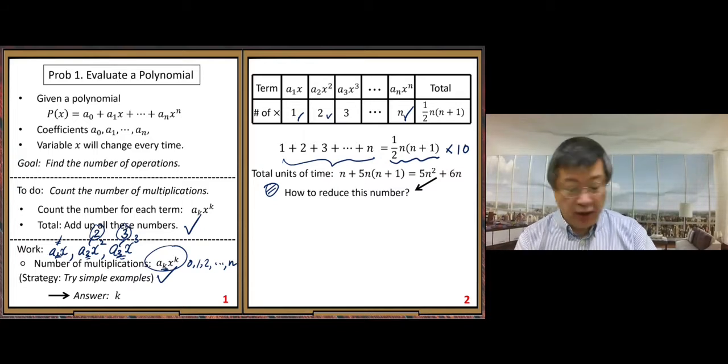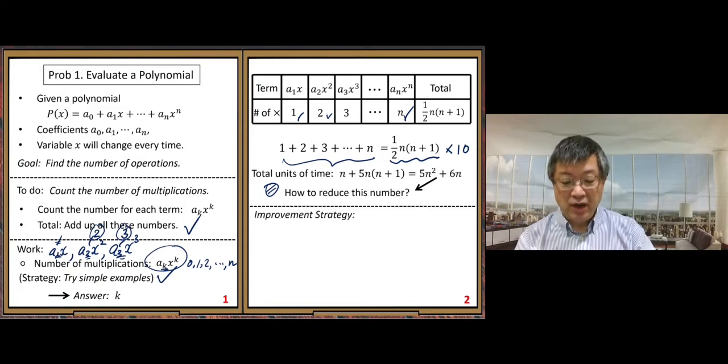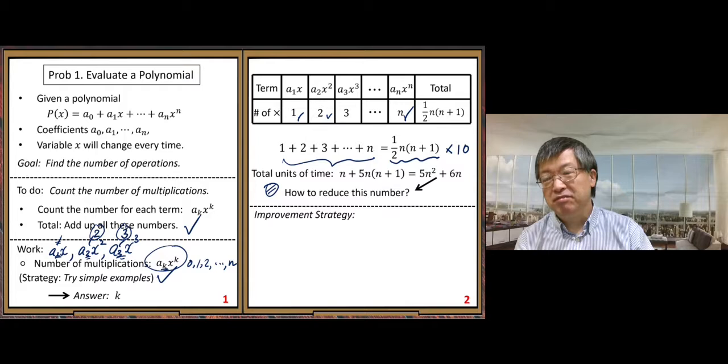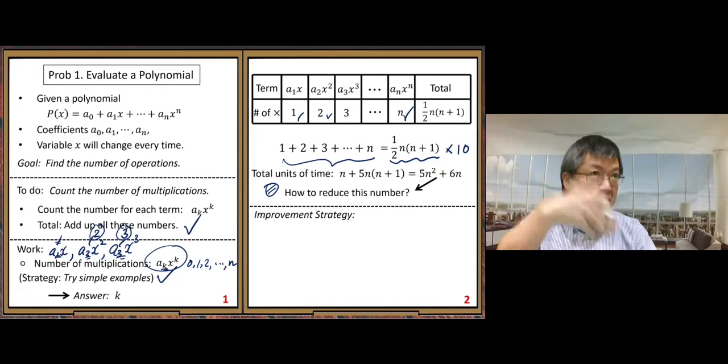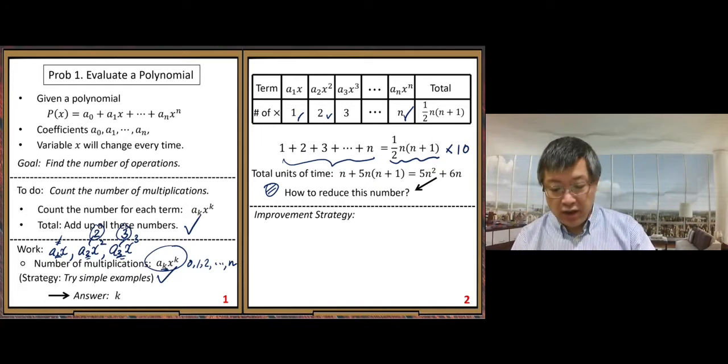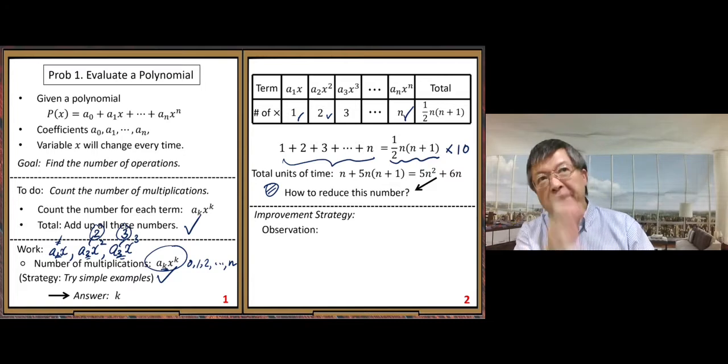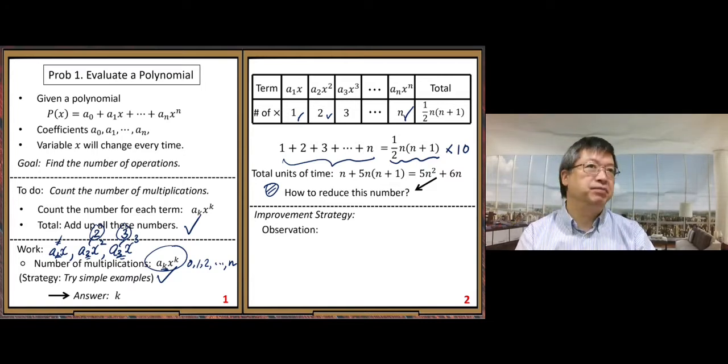All right, so to answer this question, we apply some improvement strategy. You can see in our problem solving, we use many strategies. Even in one problem, we use multiple strategies, just like playing a chess game. So here we keep using different strategies. First we make our observation.